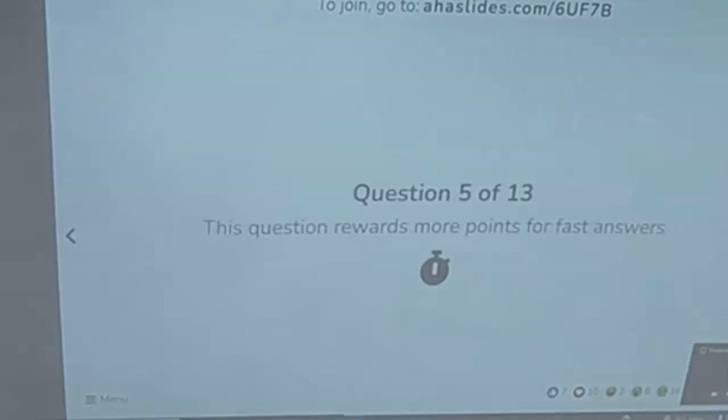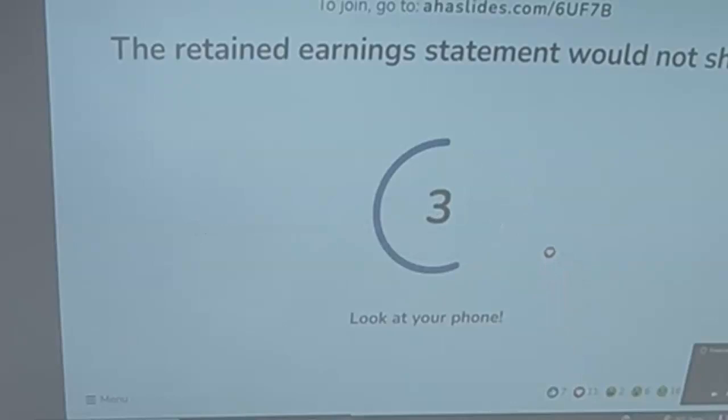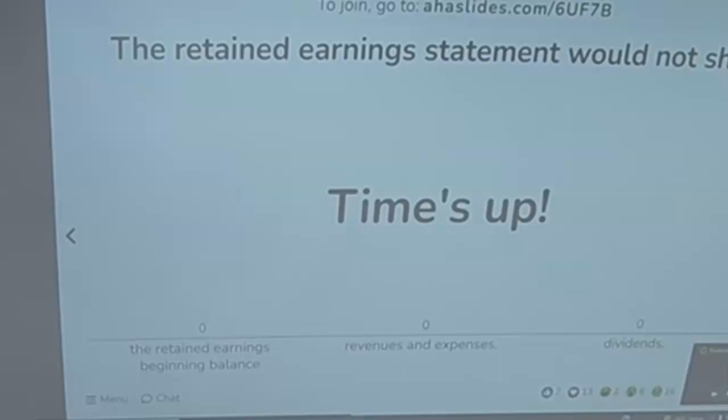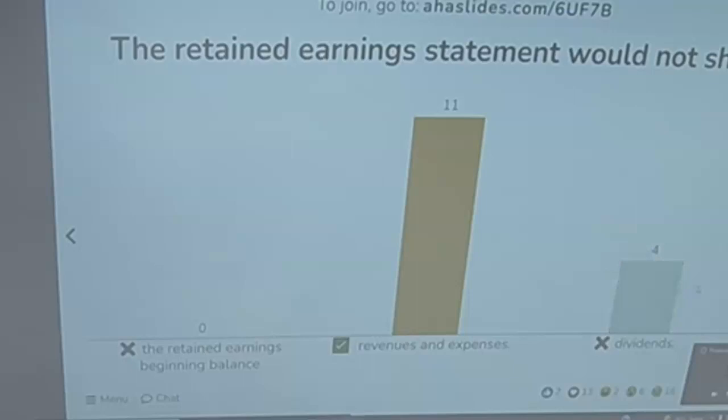All right. Now you have to know all of these things. Question five. Retained earnings statement would not show. You see what it showed? Retained earnings beginning balance, revenue and expenses, or dividends. Will not show. Right. Okay, we're getting back on track. Sure, it shows dividends. That's why investors look at that statement to see, does this company issue dividends or not?